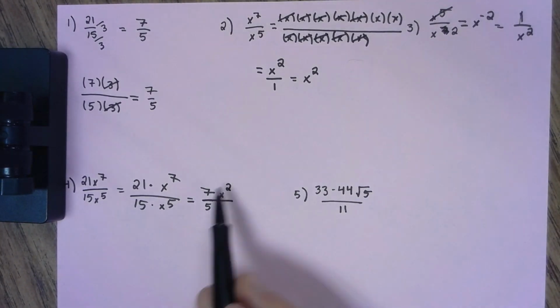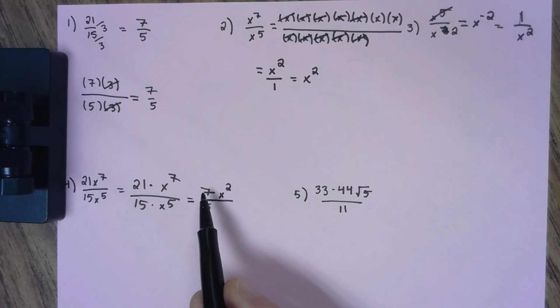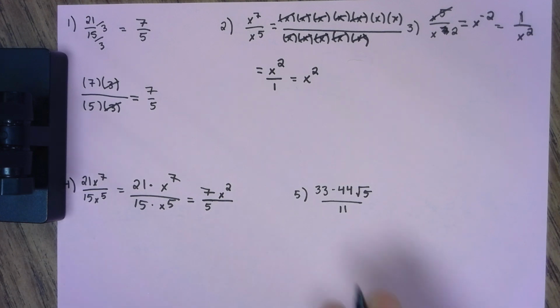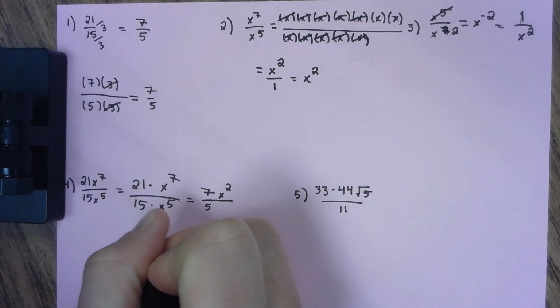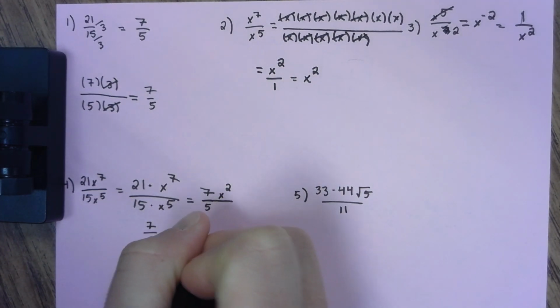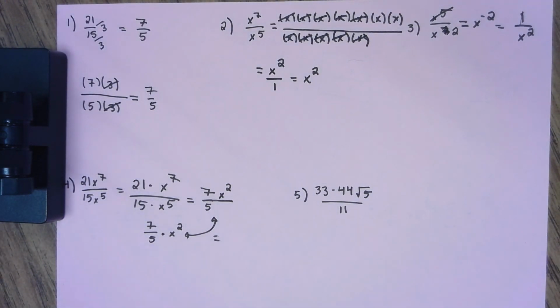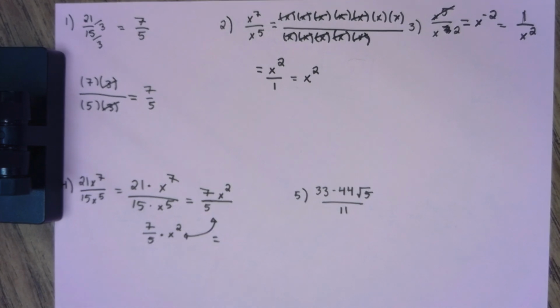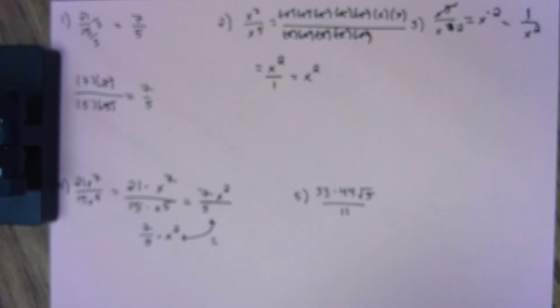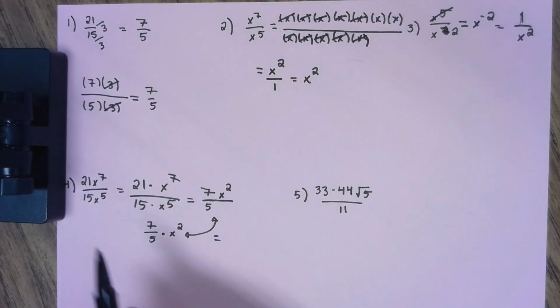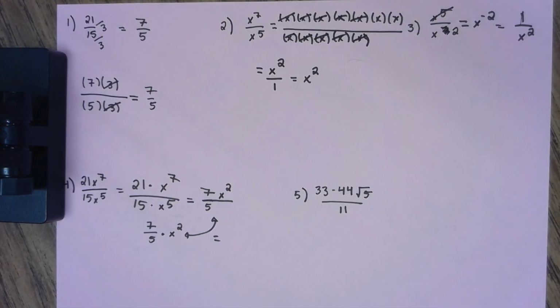So you could actually write this in 2 different ways. You could write it as 7 times x squared divided by 5. That is the same thing as 7 fifths times x squared. So know that these are the same. And that's kind of like the first problem on your homework assignment. It's very similar to this, where you have what's called a monomial, so it's just one term with a coefficient. And those coefficients get reduced down separately.